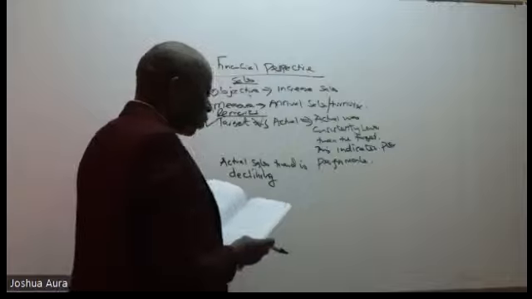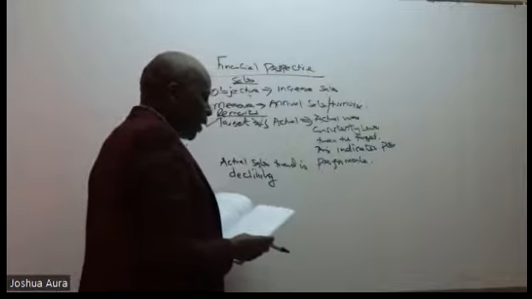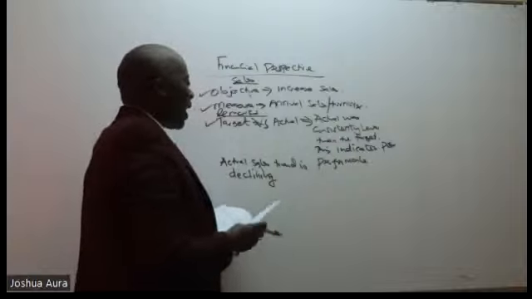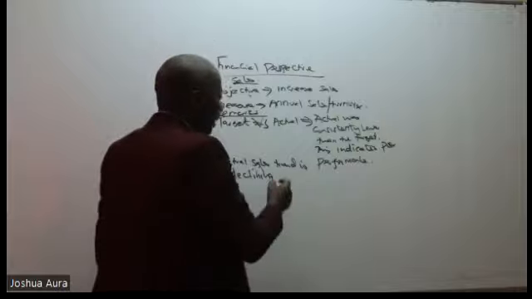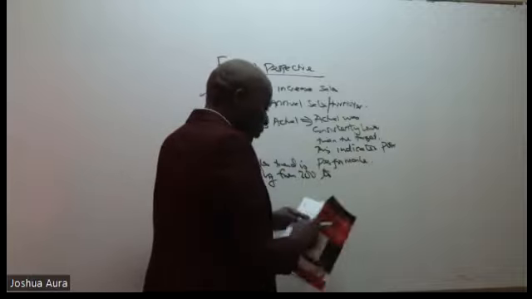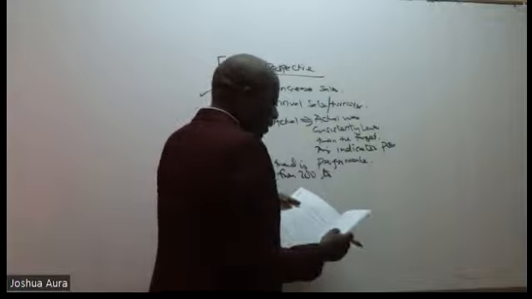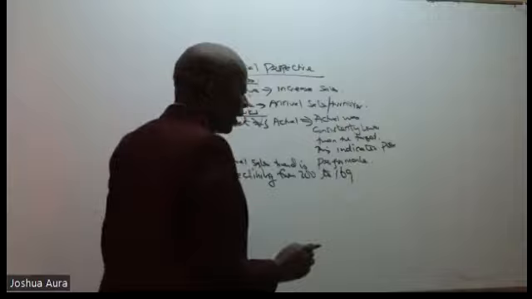Somebody looked at the actual account at 200. From 200, we went to 192. From 192, we went to 169. So the actual sales trend is declining from 200 billion to 169 on average.